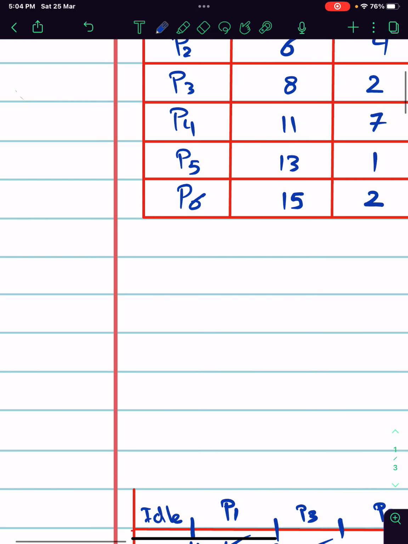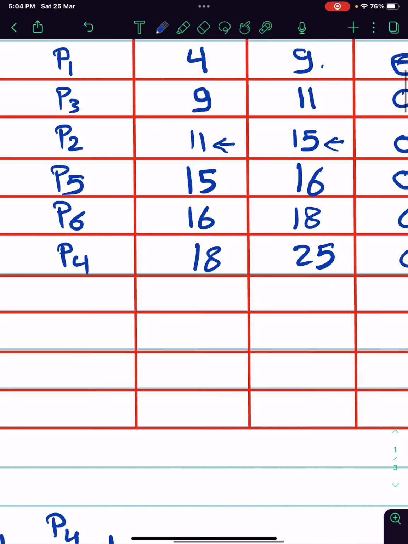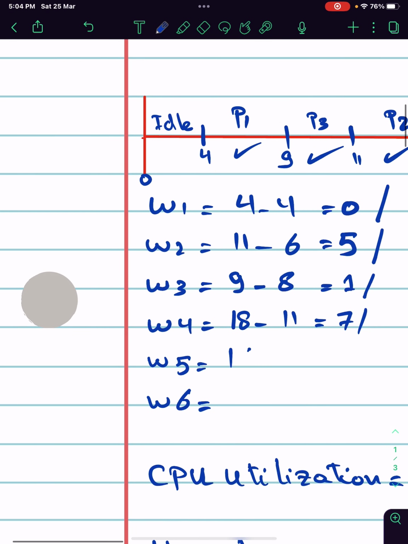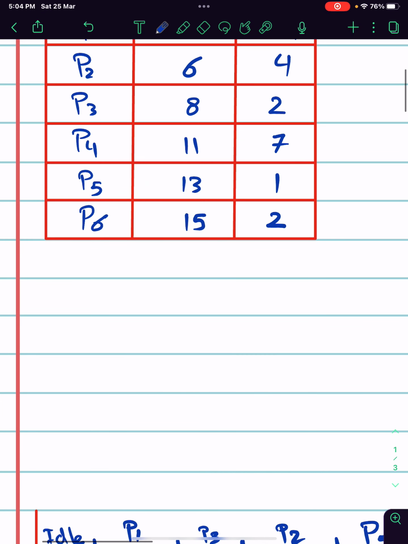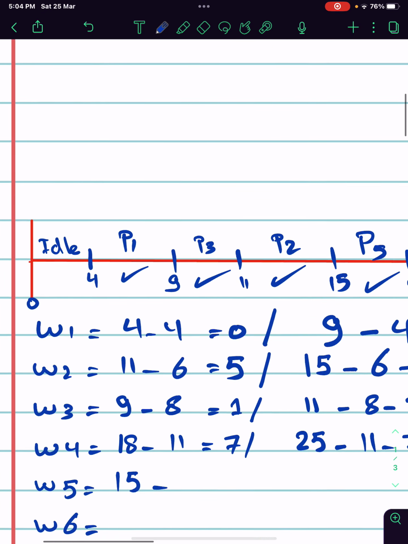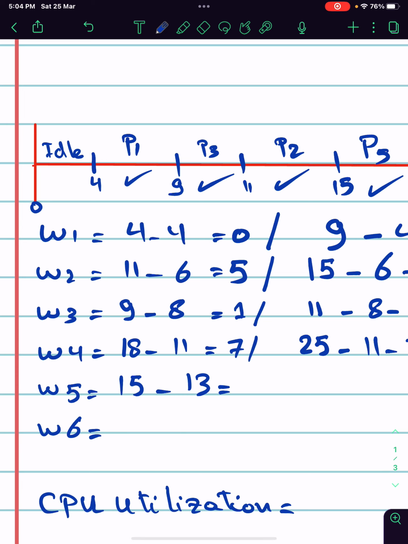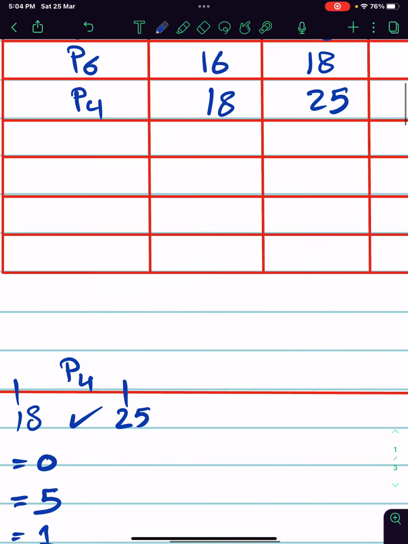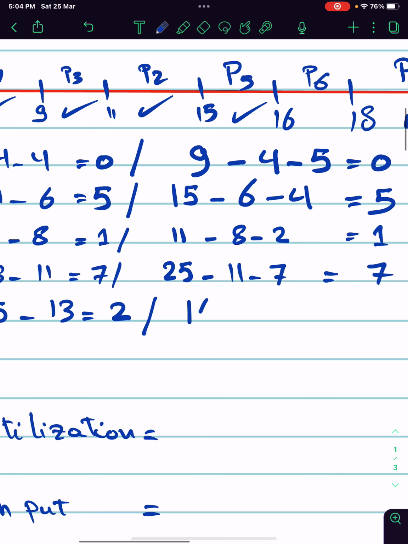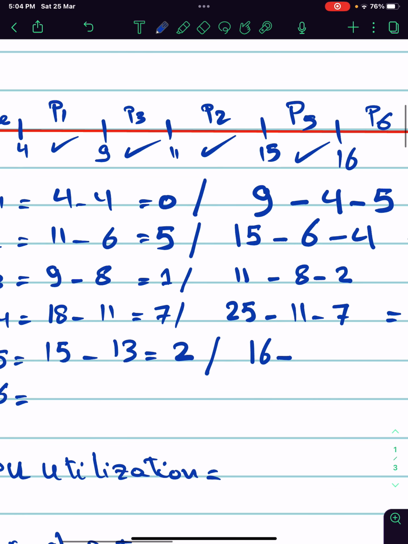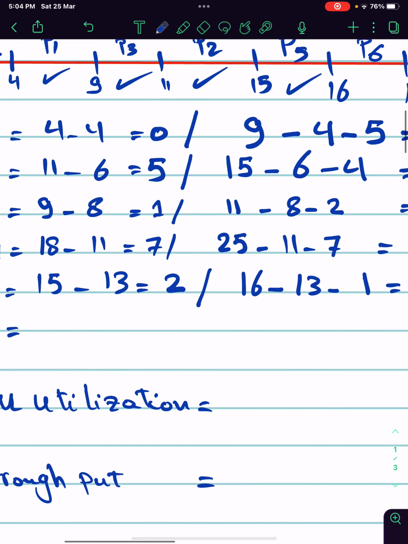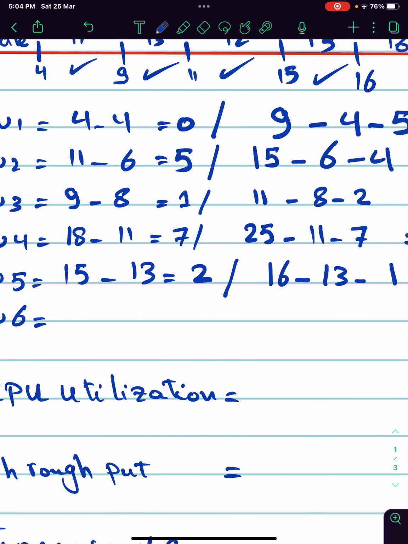All right, P5 started at time 15. It arrived at time 13. So the waiting here is 2. P5 finished at time 16, arrived at time 13, and the burst is 1. So the waiting is 2. Of course, you have to get the exact same result.